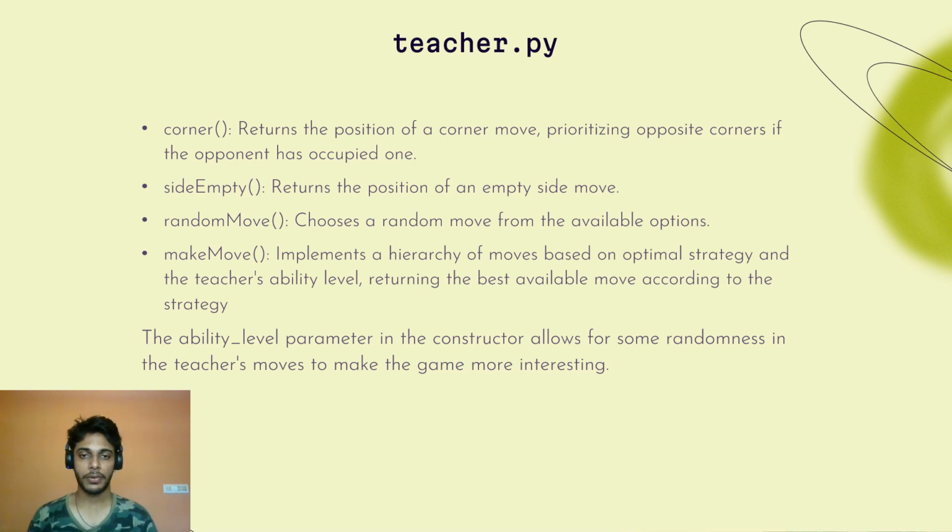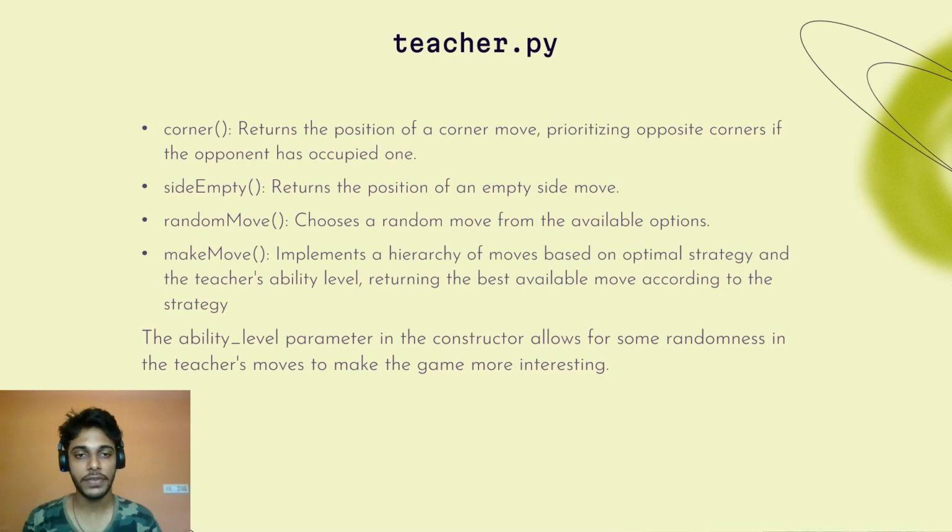We have already seen some of the functions implemented in teacher.py, such as win, block, and so on. In addition to these functions, there are also other functions like corner, side empty, random move, and make move. So the first function, which is corner, checks if any corner cells of the board are empty. It prioritizes picking the opposite corner if the opponent has occupied one. And if no opposite corner is available, then it returns the coordinates of an empty corner cell.